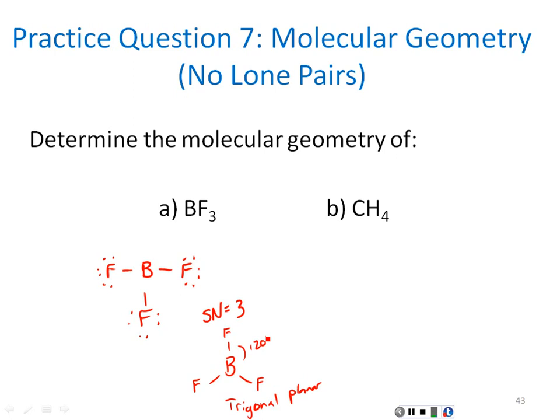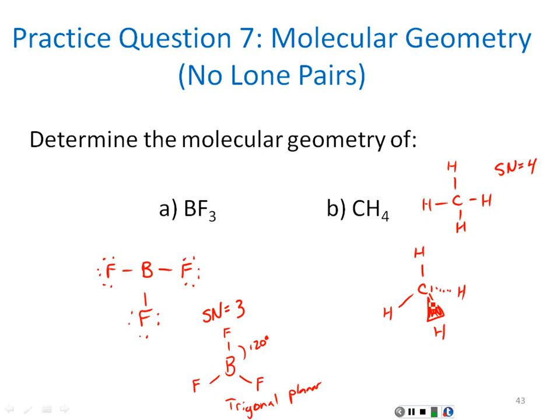Now what about methane? We've also drawn the Lewis structure of methane previously, and this is what you'd come up with. Steric number now is 4. Carbon is bound to 4 hydrogens, and no lone pairs. So what does this molecule look like? What is the geometry? Well, if we wanted to draw it in 3 dimensions, we would draw something like this.